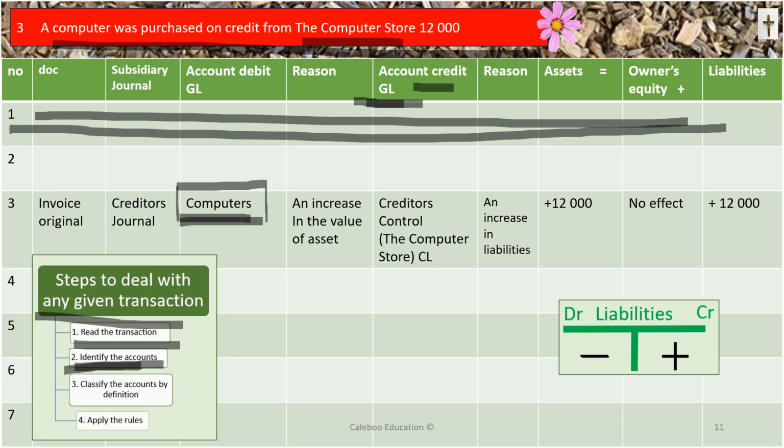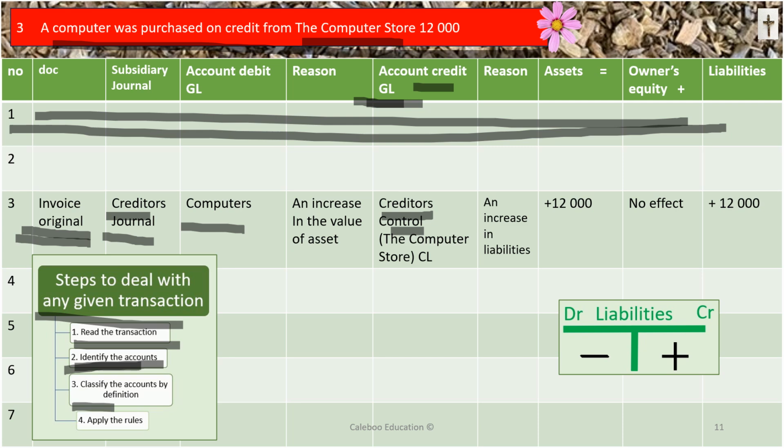Now we need to complete the rest of the table. The document we used to record this transaction is the original invoice we received from the supplier, the computer store. We made a credit purchase, and the journal that is used is the creditors journal, the journal for credit purchases. We identified the two accounts involved: account debit, computers; account credit, creditors control.